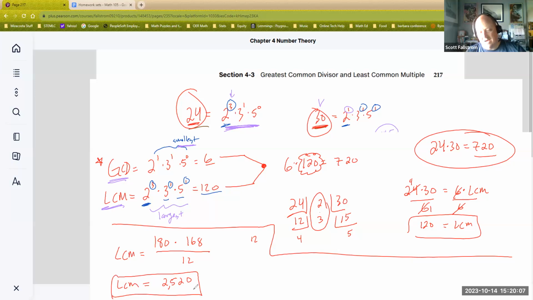So again, a lot of quick ways. I am trying to show you some efficient ways of doing not just the homework, but of thinking about these concepts.